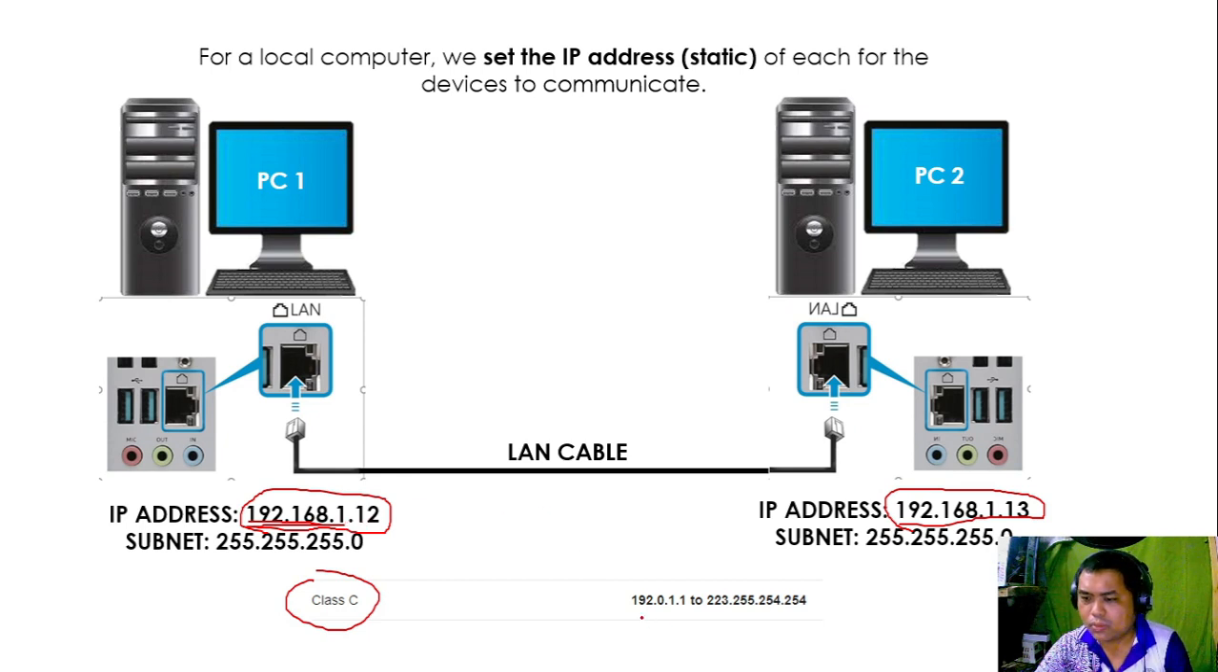192.168.1.12. So 192.168.0.1, the range goes from here to this one. So those are the IP addresses that can be used in class C.